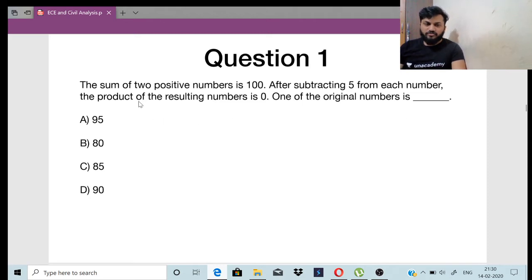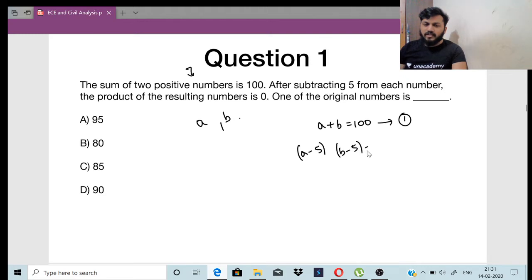Yes, so first, the sum of two positive numbers. Let the two positive numbers be A and B. The first one is the sum of both of them: A plus B is equal to 100. The second is subtracting 5 from each number, so A minus 5 and B minus 5.